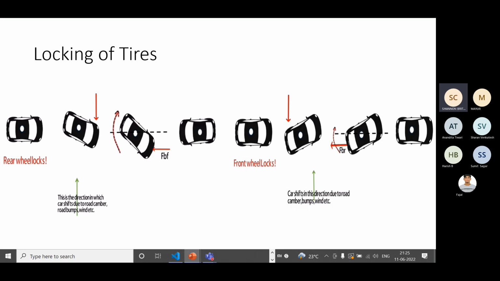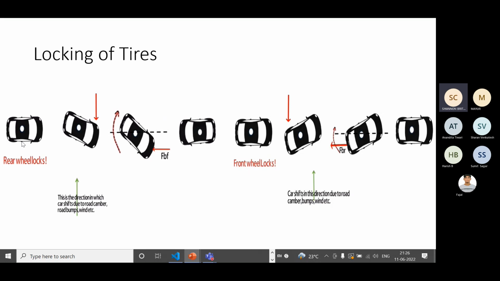Okay, so now we come to the concept of locking of tires. In braking, you can do three things. First, you can lock the front wheels only. Second, you can lock only the rear wheels, and third, you can lock both the wheels at the same time. So we'll first see what happens if you lock the rear wheels.